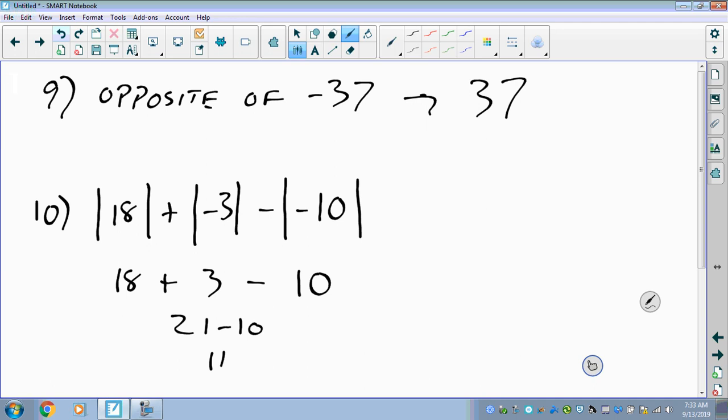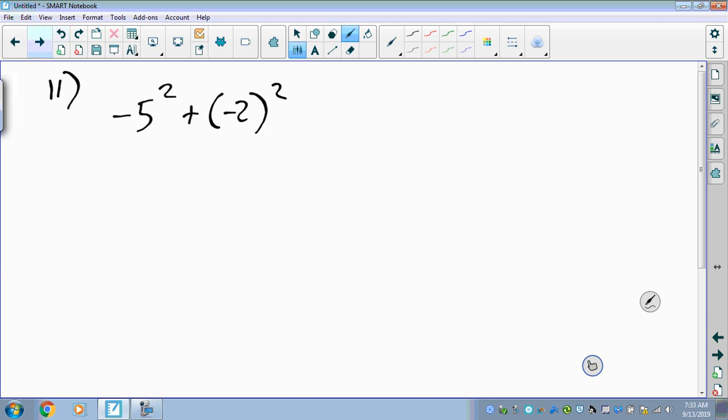Okay, here we've got two different things. It's important to note that these, with parentheses and without parentheses, mean two different things. Okay, so I'm going to write this in expanded form a little bit. This means negative 1 times 5 times 5. This one means negative 2 times negative 2.